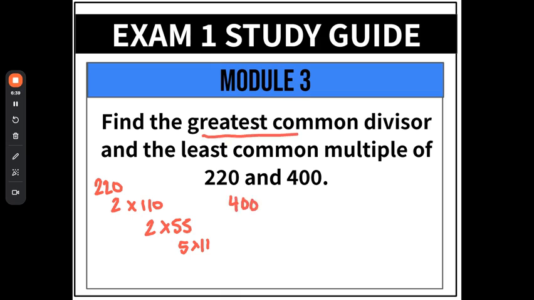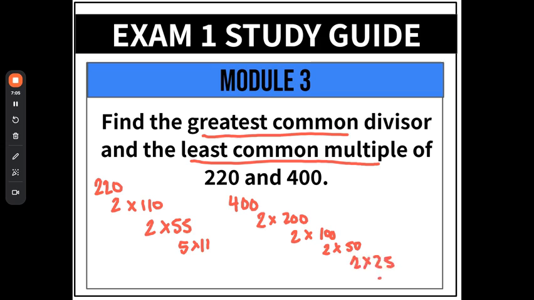Now I know they're asking for greatest common divisor and least common multiple, but both of these factor trees are going to help us get there. So 2 times 200, 2 times 100, 2 times 50, 2 times 25, and 5 times 5. It's a long one.